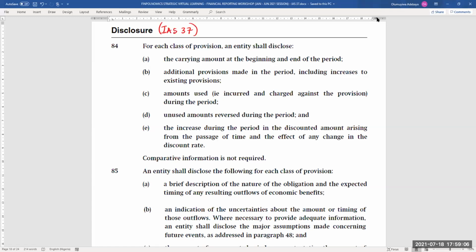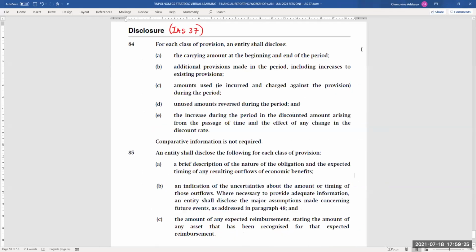Paragraph 85, an entity shall disclose the following for each class of provision. A, a brief description of the nature of the obligation and the expected timing of any resulting outflow of economic benefit. B, an indication of the uncertainties about the amount and timing of those outflows. Where necessary to provide adequate information, an entity shall disclose the major assumptions made concerning future events as addressed in paragraph 48. And C, the amount of any expected reimbursement, stating the amount of any asset that has been recognized for that expected reimbursement.